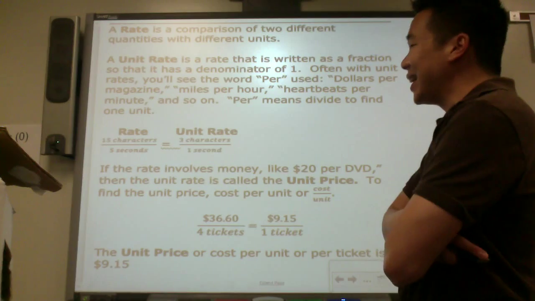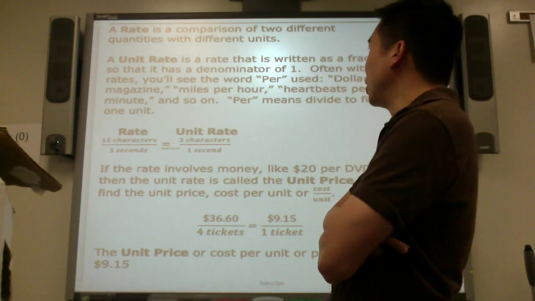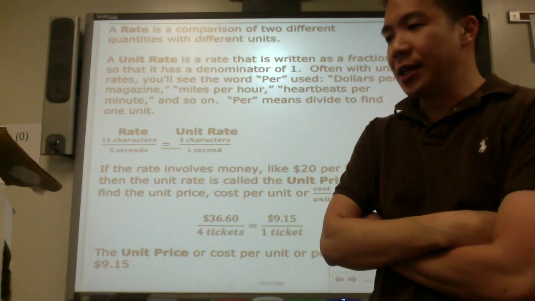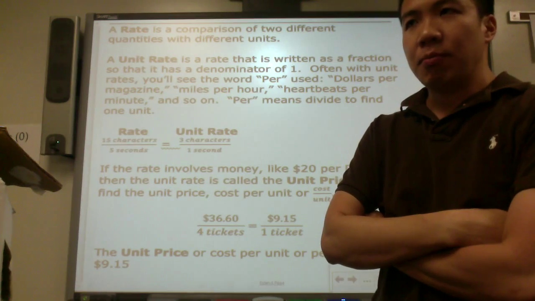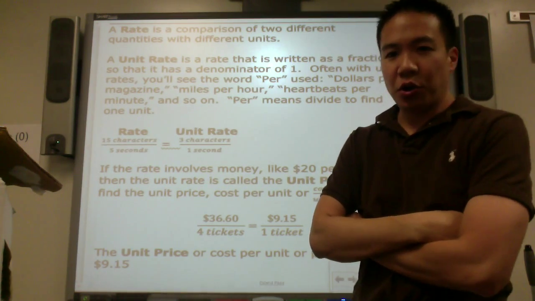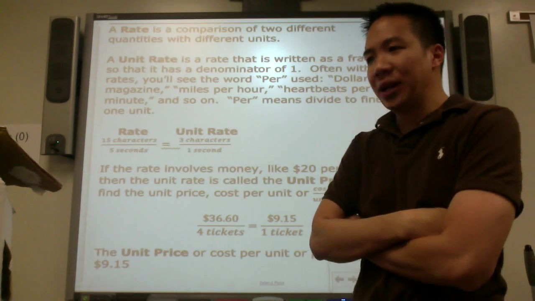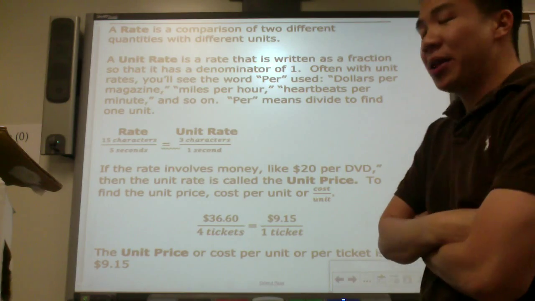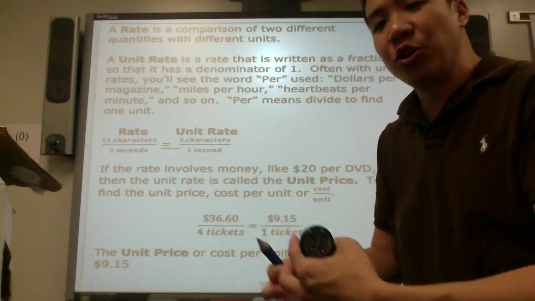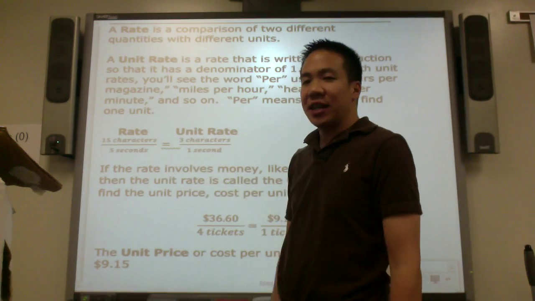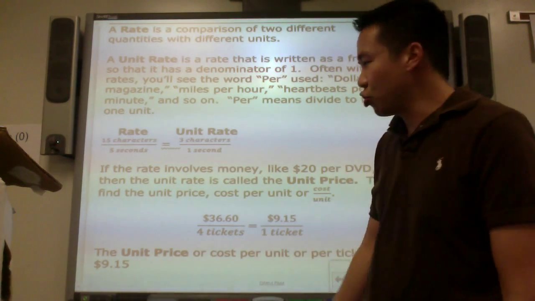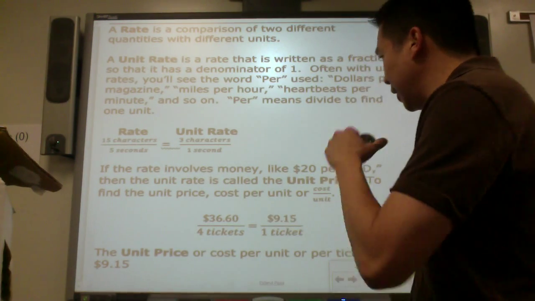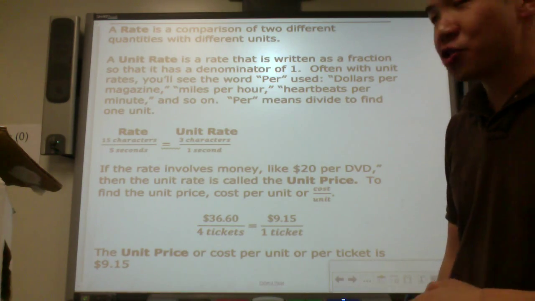Next one. A rate is comparing 2 different quantities with different units. Different units could be like miles and gallons. Other examples are miles per hour, baskets per minute, all kinds of things you can compare. A unit rate is when the denominator has a 1, so it's for every one of that unit, per unit. For example, someone types 15 characters in 5 seconds. So they can type 3 characters per second, for every 1 second. And if it involves money, we call it unit price or unit cost.